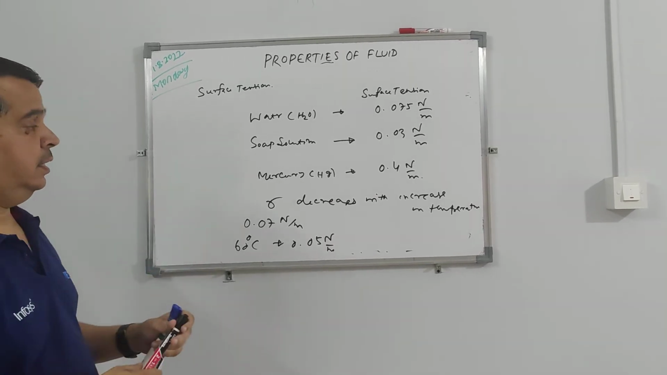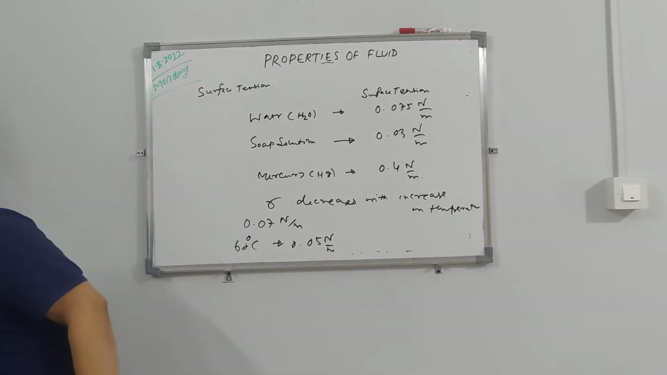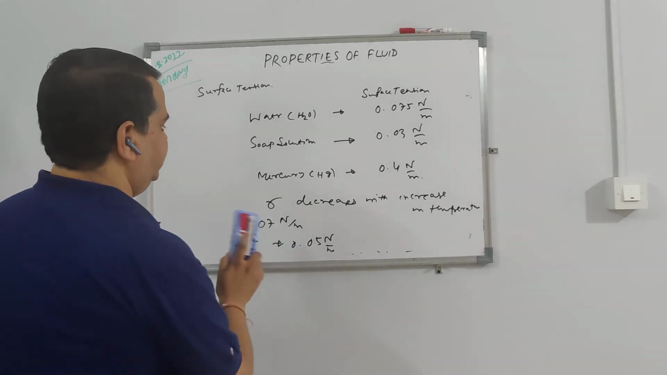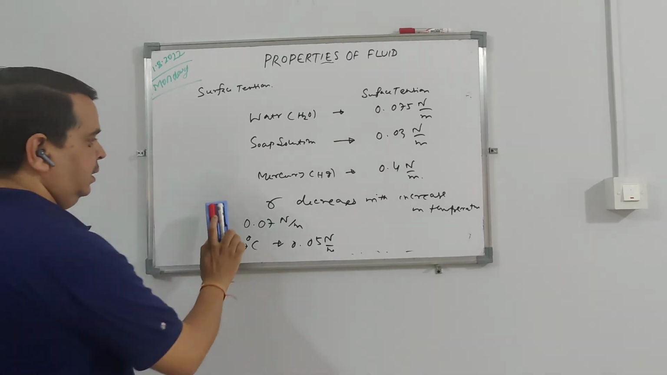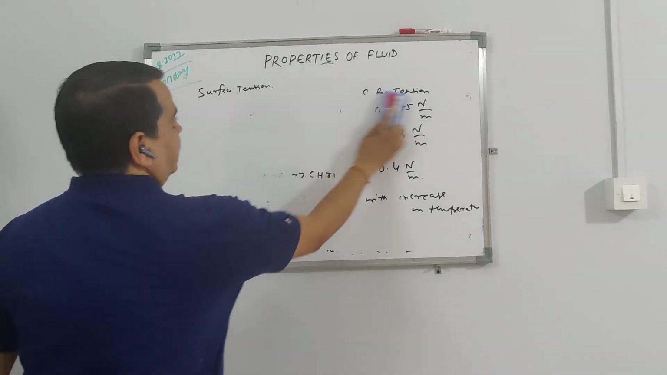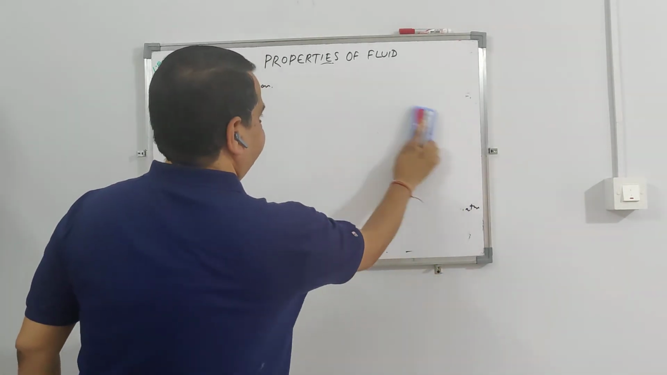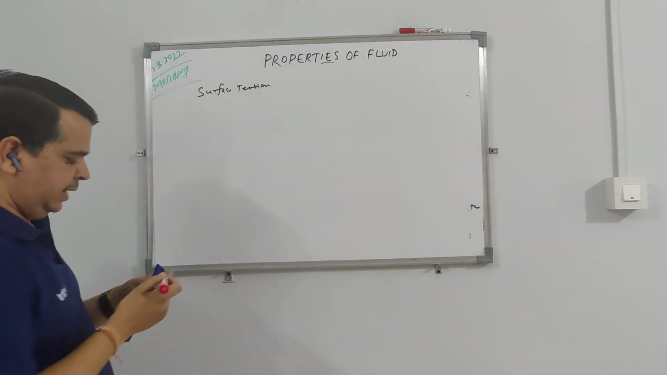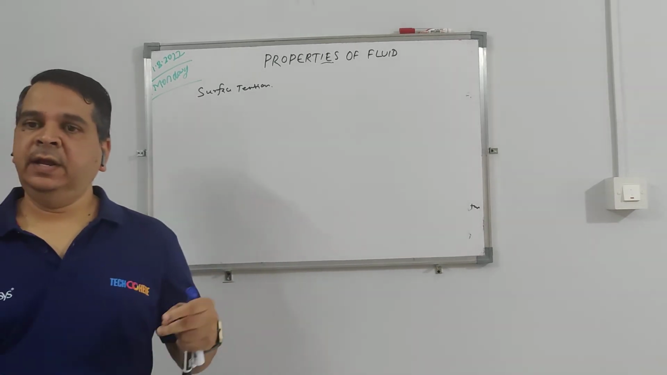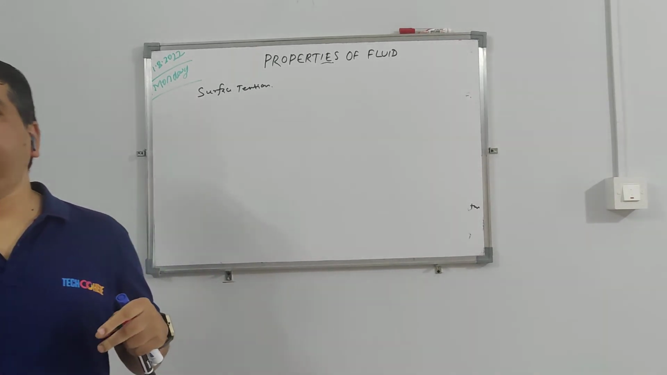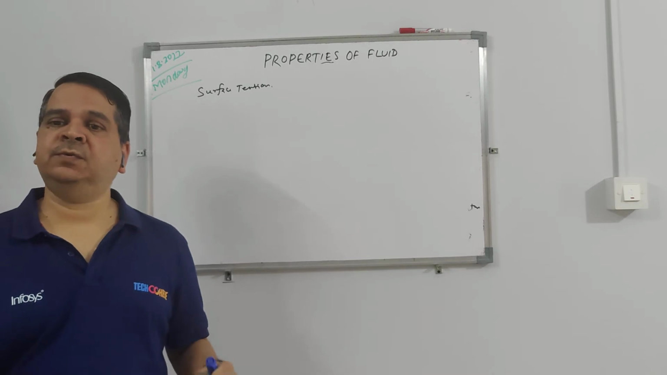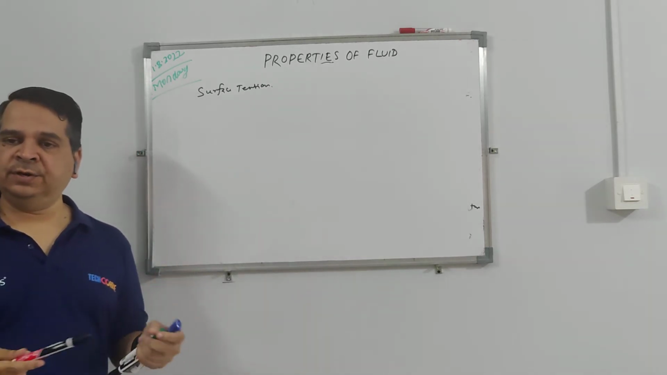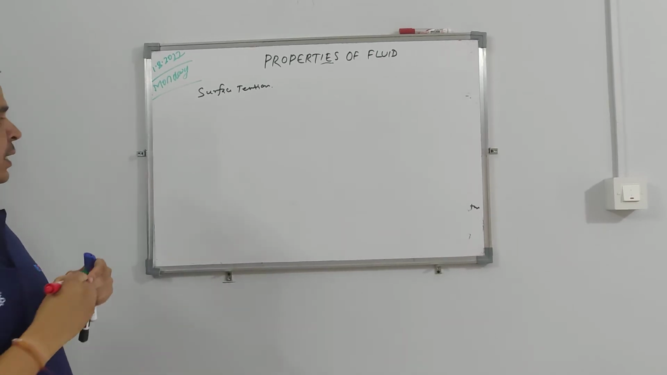So another important thing related to surface tension is capillarity. We will just discuss what is capillarity. Capillarity is the rise of fluid in a capillary tube. What does capillary tube mean? Tubes of very small diameter. So the capillarity phenomenon you will observe in small diameter tubes.